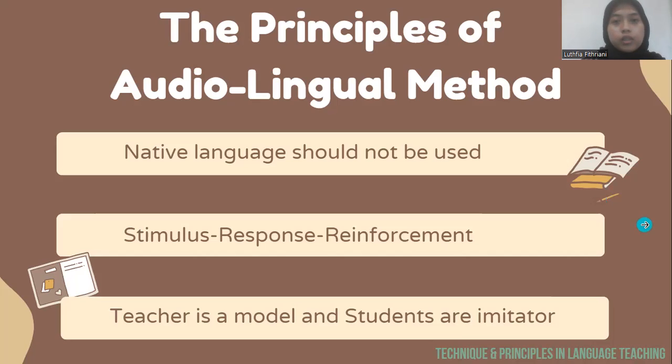The third principle is that the teacher is a model and the students imitate. In the audio-lingual method, the teacher's role is like an orchestra leader. He or she will direct and control the students' activity in the classroom, while the students are imitators. So the students will follow the teacher's instructions.